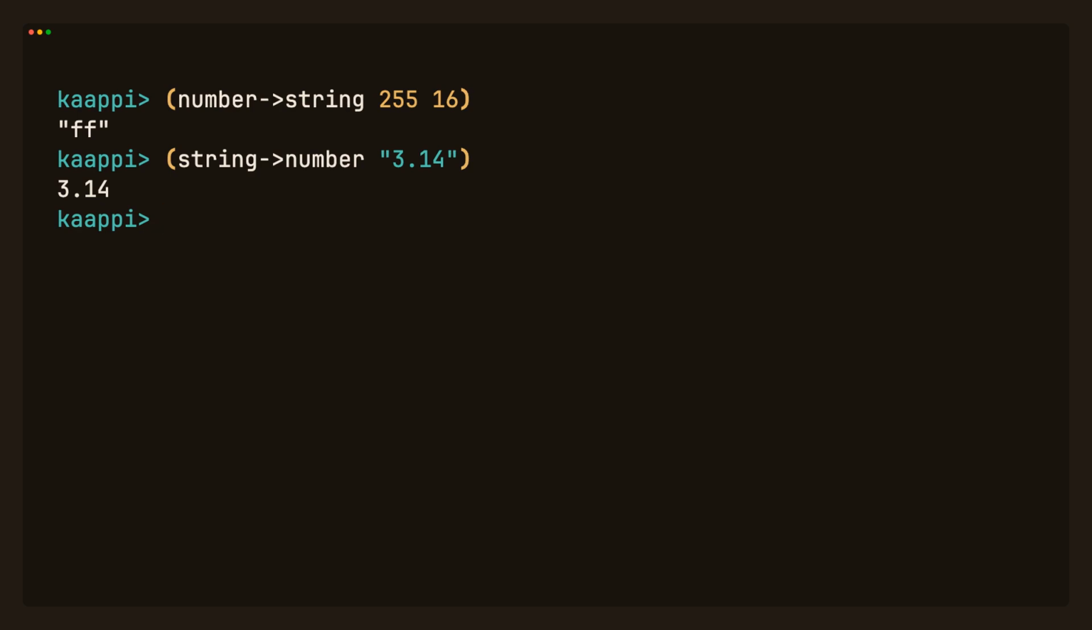So, exact by default. Money, counts, fractions, anything that has to be correct, Kaappi keeps it exact. Reach for floating point only when you genuinely want an approximation. Most languages make that call for you. Kaappi hands it back.